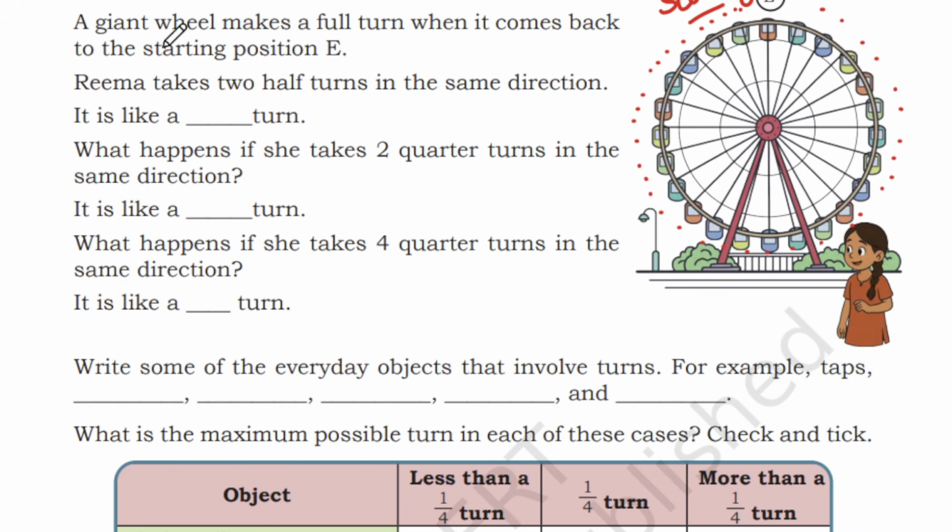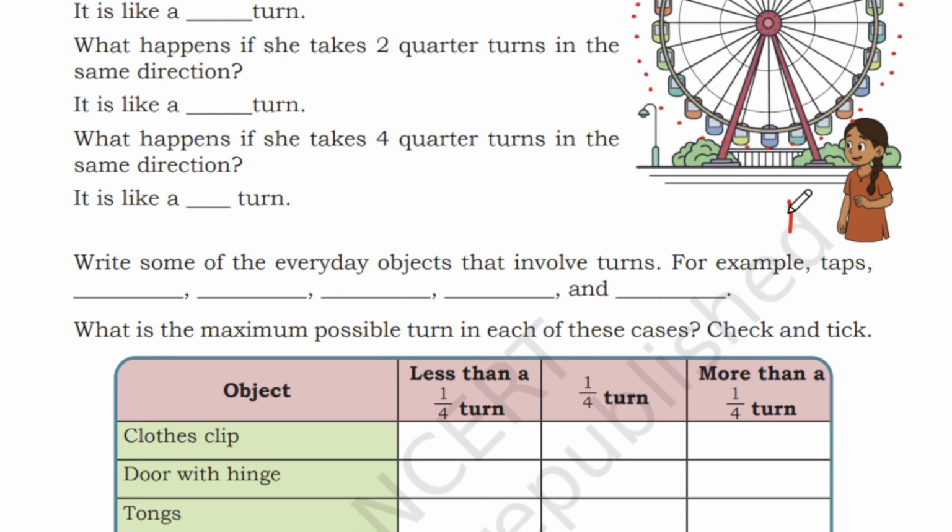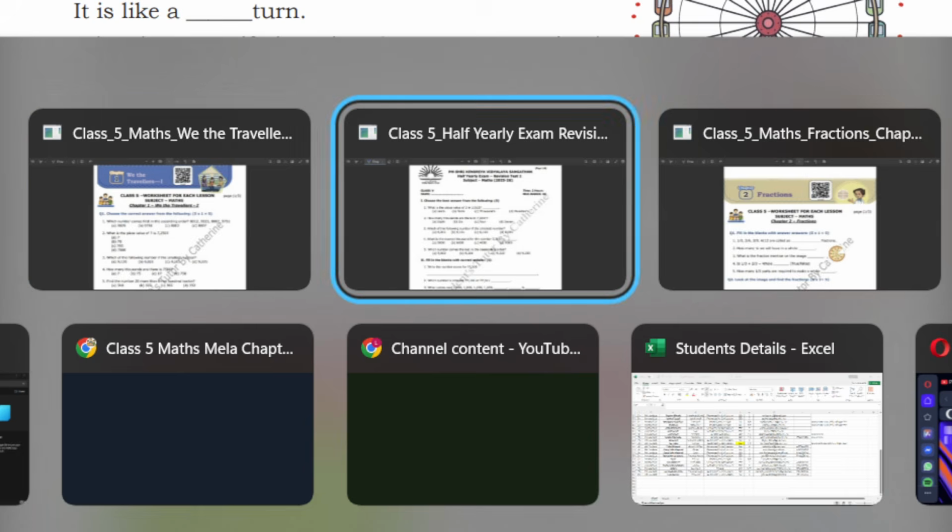Okay, so Reema takes two half turns in the same direction. For example, the direction remains the same because it will not go in reverse direction. The directions are always the same. So she is Reema. And what is happening now? One minute, students.